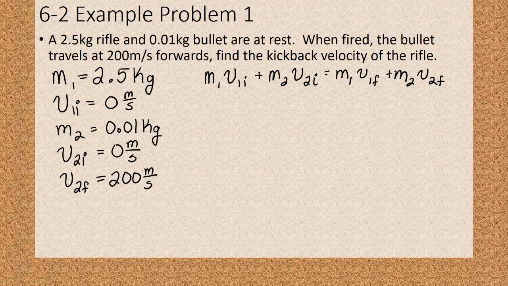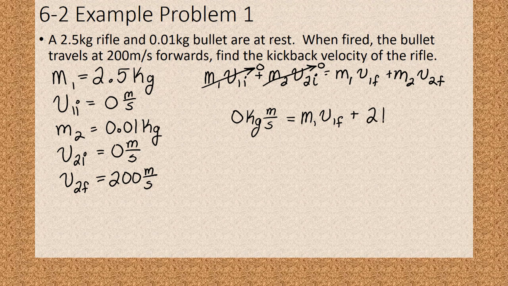Since both objects initially start at rest, the entire left-hand side goes to 0. Now, we know M2 and we know V2 final. 0.01 times 200 will give us 2 kilogram meters per second for the final momentum of the bullet.